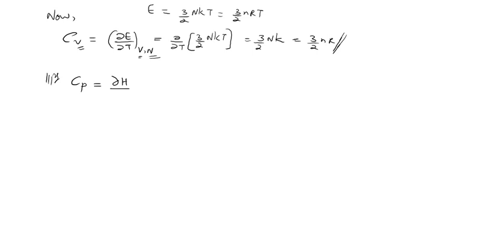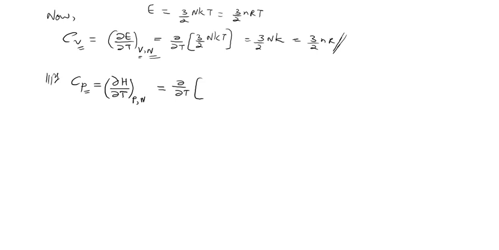Cv equals ∂E/∂T, and the other one, Cp equals ∂H/∂T, keeping P constant, and N is also kept constant. So that is equal to ∂/∂T of H, and what is H equal to? H equals U plus PV.